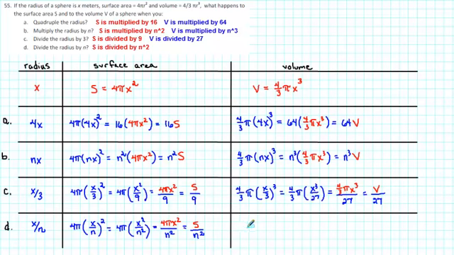To determine what happens to the volume, we substitute x over n for r in the volume formula. We get 4/3 pi times the cube of x over n. But the cube of x over n is x cubed over n cubed. So we end up with 4/3 pi x cubed all divided by n cubed. But this is just V over n cubed. So when you divide the radius by n, you divide the volume V by n cubed.